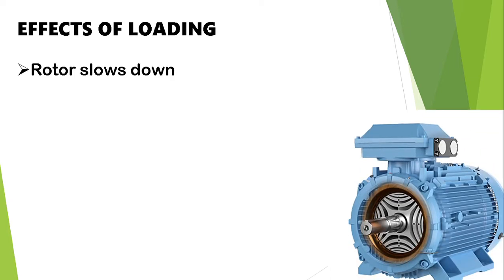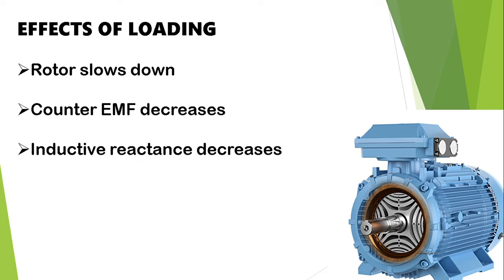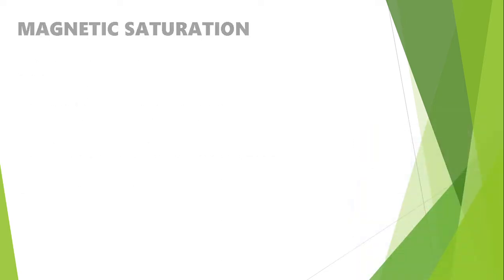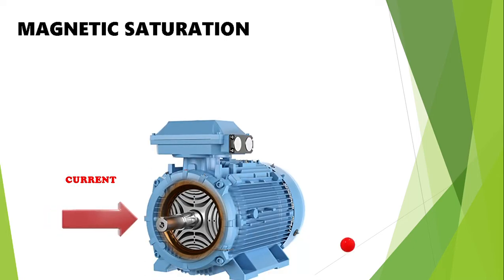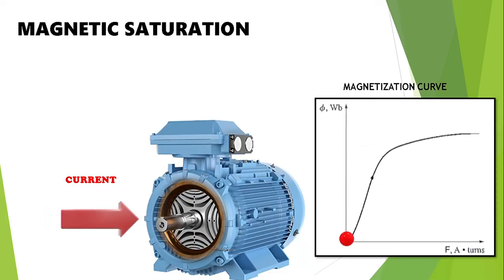This has the effect of decreasing the counter EMF. And if the counter EMF goes down, the inductive reactance also decreases with respect to the value of the stator resistance. Then, according to Ohm's law, if the impedance goes down and the voltage remains constant, then the current must go up. Now, as you increase the current going through the motor, that generates a larger and larger magnetic field in order to track the reference speed.